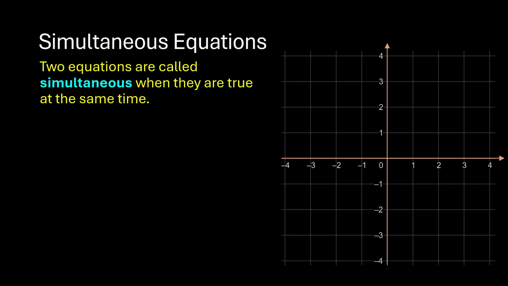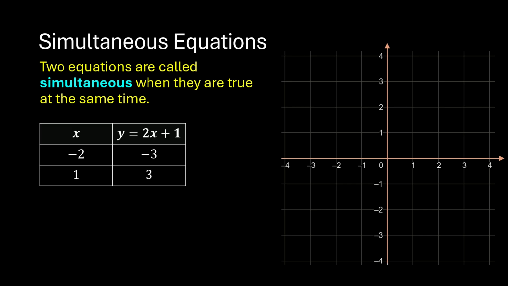Let's plot both of these lines. Similarly to the previous example, we're going to find 2 points on each line and join the points to form each line. So when x equals minus 2, we have that y equals 2 times minus 2, which is minus 4, plus 1, which equals minus 3. So here's one point on our line y equals 2x plus 1.